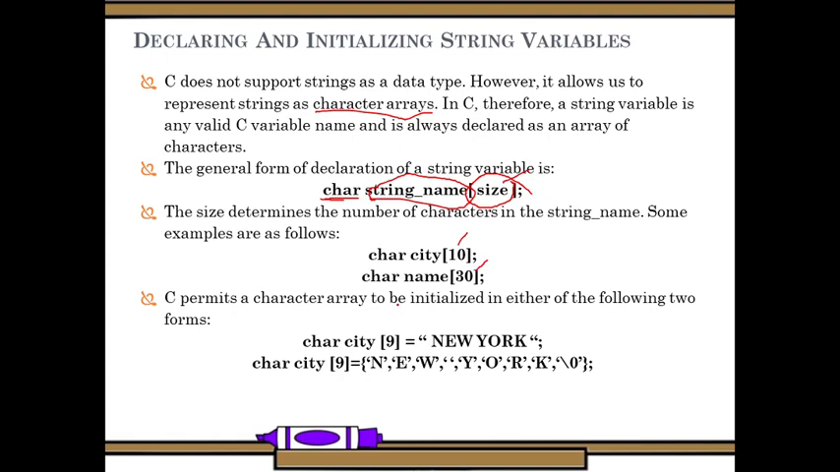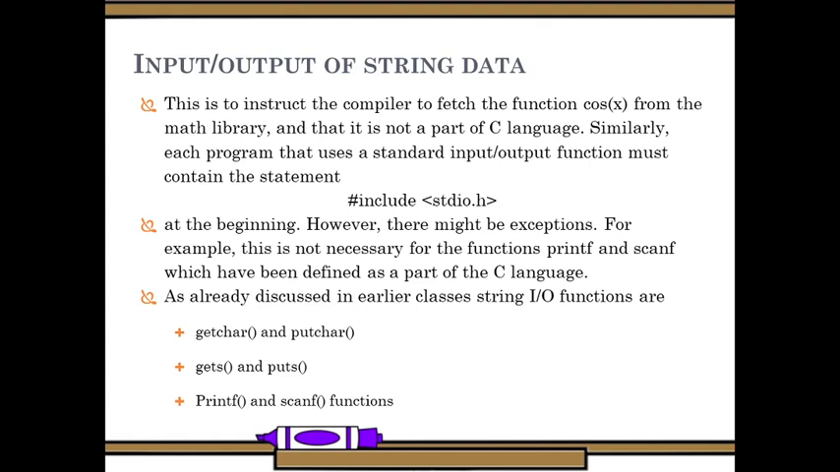C permits a character array to be initialized in either of the following ways. See, you can initialize the characters in this way, or in double quotes, or else you can use single quotes also. So this indicates a string because the last element will be understood as the termination of the sequence. You can declare in either form. Then input and output of a string.